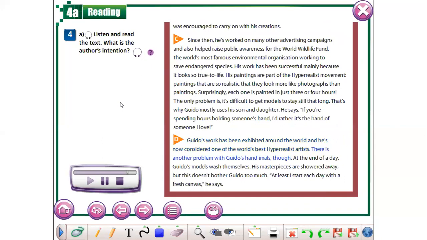There is another problem with Guido's handimals, though. At the end of a day, Guido's models wash themselves. His masterpieces are showered away. But this doesn't bother Guido too much. "At least I start each day with a fresh canvas," he says.